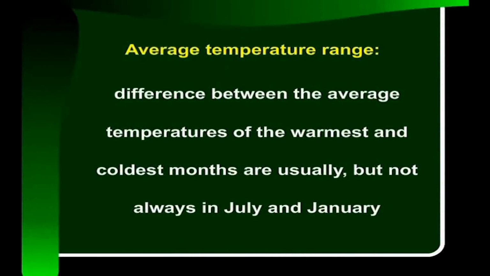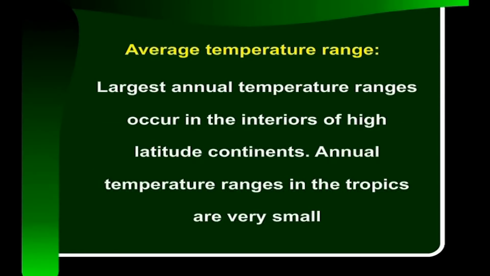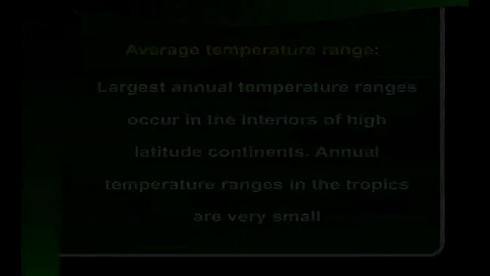Now let us see the average temperature range. The difference between the average temperatures of the warmest and coldest months is usually, but not always, between July and January. Largest annual temperature ranges occur in the interiors of high-latitude continents. Annual temperature ranges in the tropics are very small.